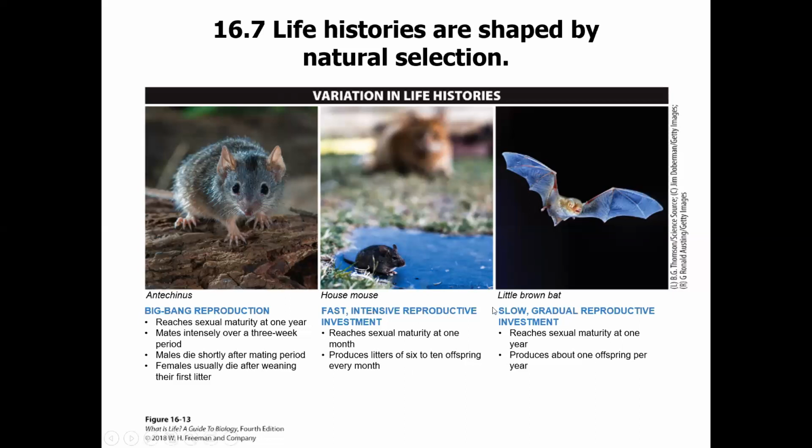Then on the right, we have the little brown bat with an even more relaxed example, and they use slow, gradual reproduction. What that means is they take a whole year to reach sexual maturity, instead of a month. And instead of producing several offspring every month, they are producing one offspring per year. So putting a lot more energy into just one offspring over a larger course of time and investing more into their own growth. So 3 very different reproductive strategies across these 3 mammals.